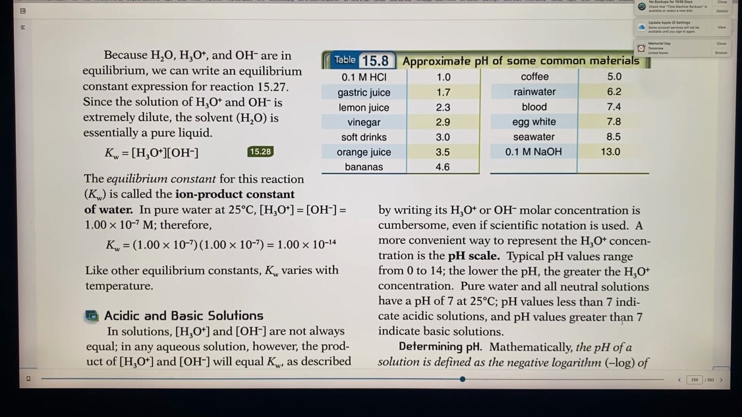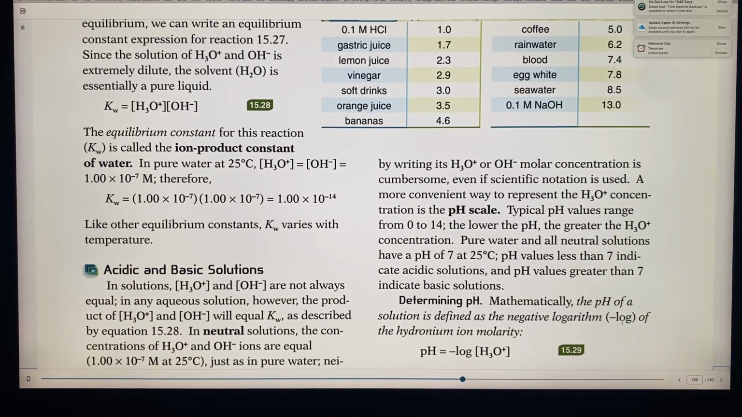We could sit down and write the number of H3O, which is the hydronium ions, the acid, or the base, hydroxide. We could just write these down using scientific notation, but instead we found a scale that is a lot easier to use. The scale has typical pH values that range from 0 to 14. The lower the pH, the greater the acid concentration, the greater the concentration of H3O, which is the hydrogen. The H3O is going to make it acid.